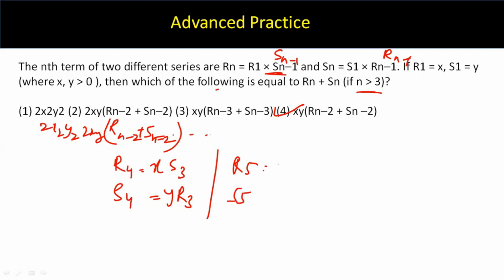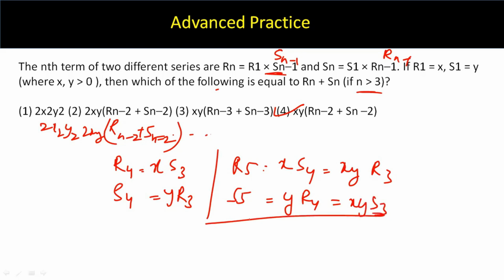R1 into S4. R1 is X into S4, and S5 will be Y into R4, right? Yes, sir. Which is nothing but you just substitute the value XY, R3, and XY, S3. So R5 plus S5 is nothing but XY into R3 plus S3. Right?